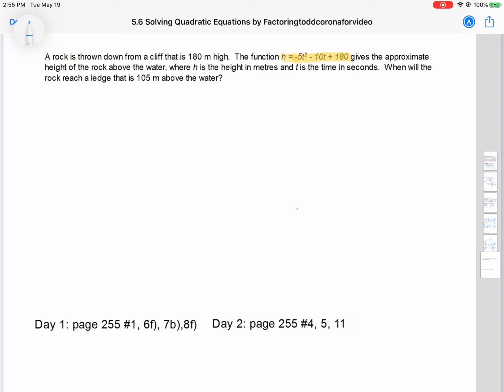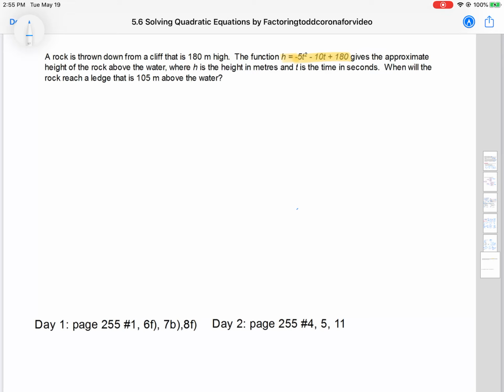So then we can use that to predict what its height will be after a certain amount of time. Usually we use meters per second, which means the time's in seconds and the height's in meters. But normally in a question, it'll tell you, like it says, height in meters and time in seconds. So what are we trying to do here? It says, when will the rock reach a ledge that is 105 meters above the water?